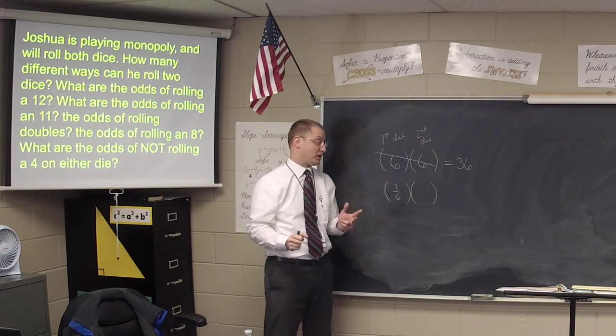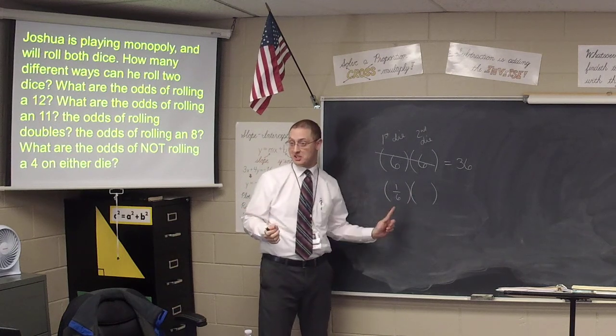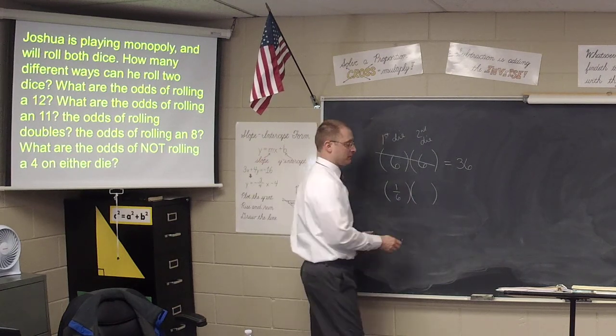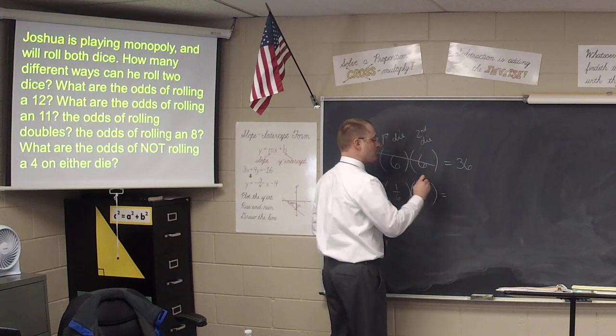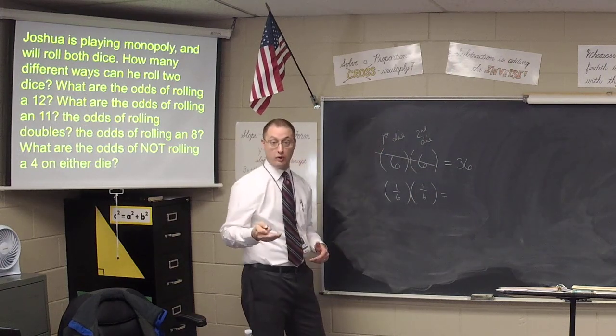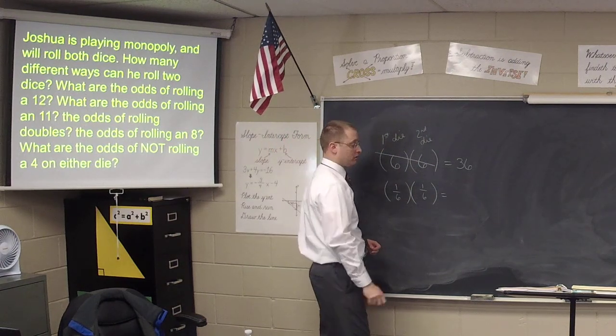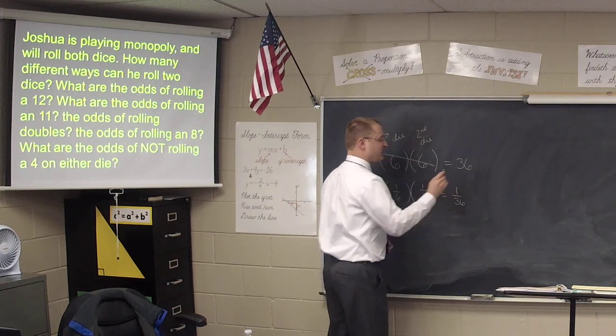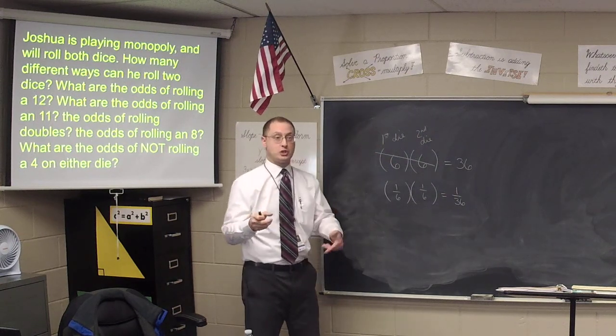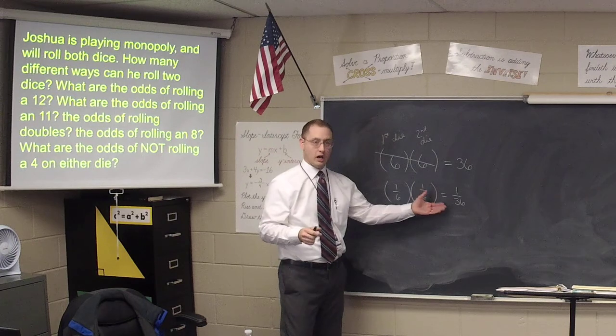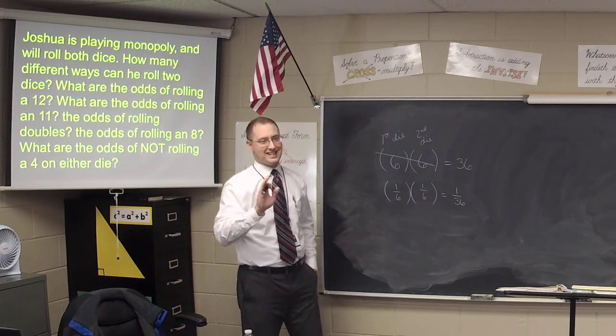Because, Joshua, in order to get a 12, they both have to be 6, don't they? What's the odds the other one's a 6? 1 to 6. So in other words, Joshua, the odds of actually rolling a 12 are 1 to 36. In other words, it would take, theoretically, every 36 rolls before you'd get, statistically, another 12. Now, that's not technically true.